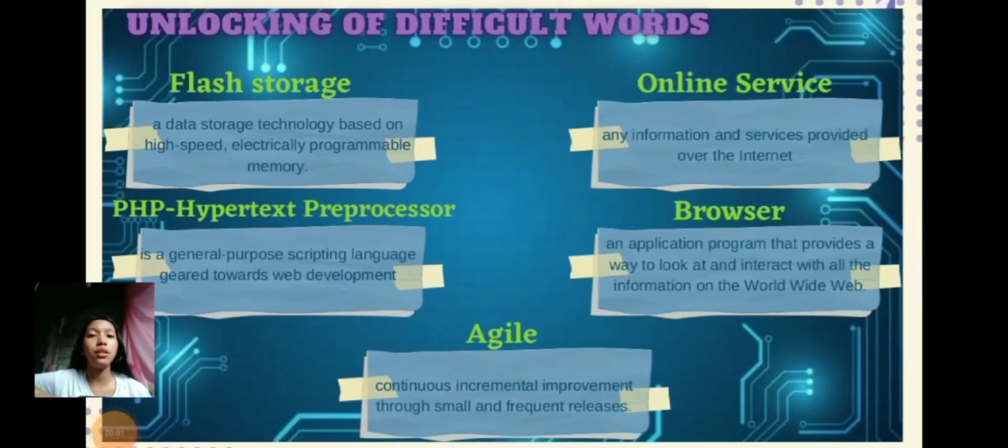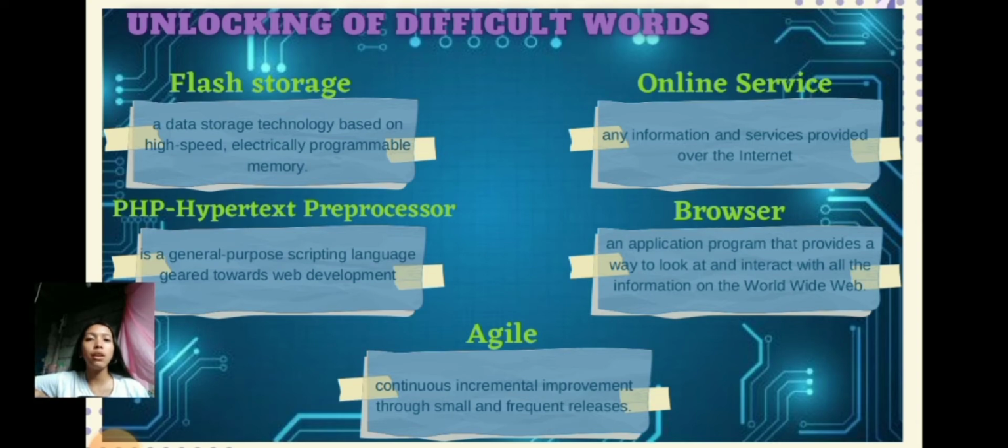We have here the flash storage. It is a data storage technology based on high-speed electrically programmable memory. So flash storage is any type of drive, repository, or system that uses flash memory to keep data for an extended period of time. Examples of these are a memory card, flash drive, or USB.